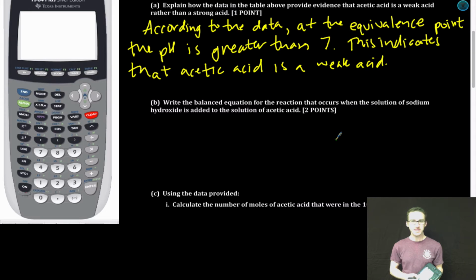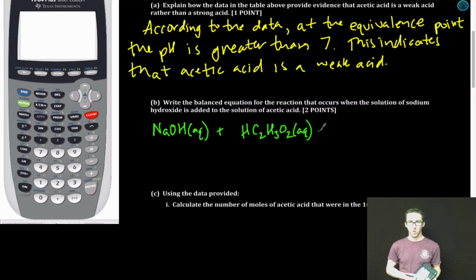Part B. Write the balanced equation for the reaction that occurs when the solution of sodium hydroxide is added to the solution of acetic acid. Easy. Sodium hydroxide added to acetic acid, we're going to form water and a salt. In this case, sodium acetate.